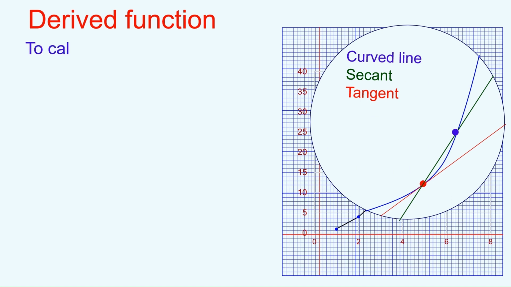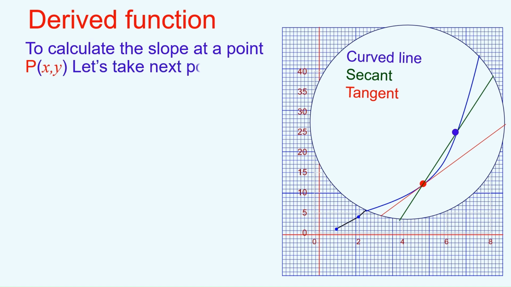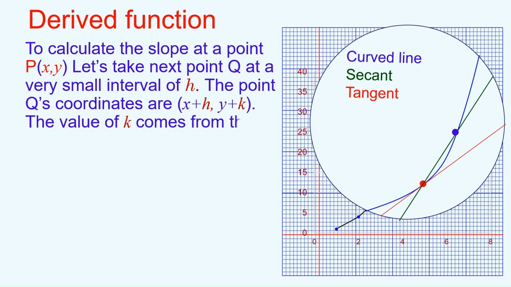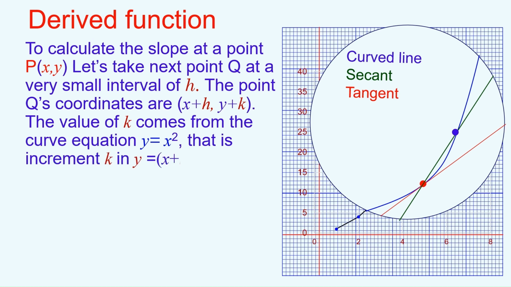The derived function to calculate the slope at a point P(x, y). Let's take the next point Q at a very small interval of h. The point Q's coordinates are (x plus h, y plus k). Note the value of k comes from the curve equation y equals x squared. That k is the increment in y, equals (x plus h) whole squared minus x squared.